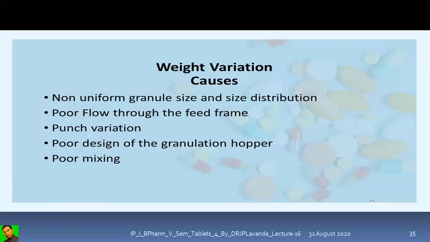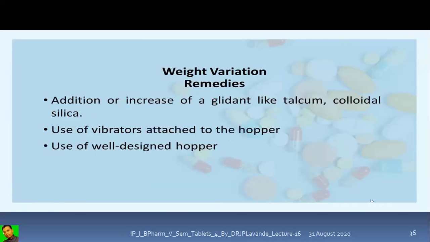Punch variation: the size of the punches, the surface of the punches if it is damaged, or the pressure which is exerted by the punches. That will lead to weight variation in the tablet. The poor design of the granulation hopper, which will lead to improper flow of granules from the hopper to the die cavity. Poor mixing: if the mixing is not occurring properly, weight variation will result. So what are the remedies for this?